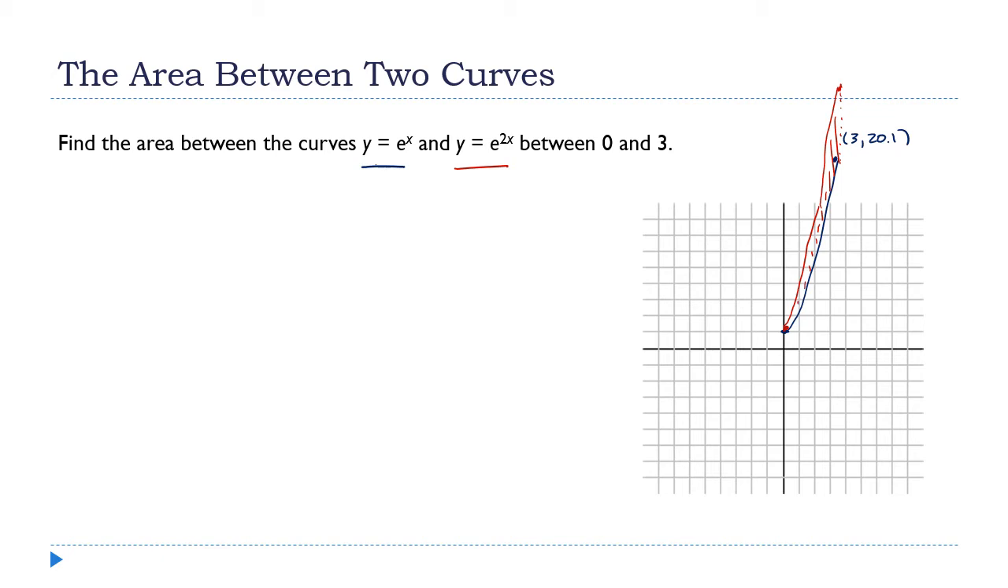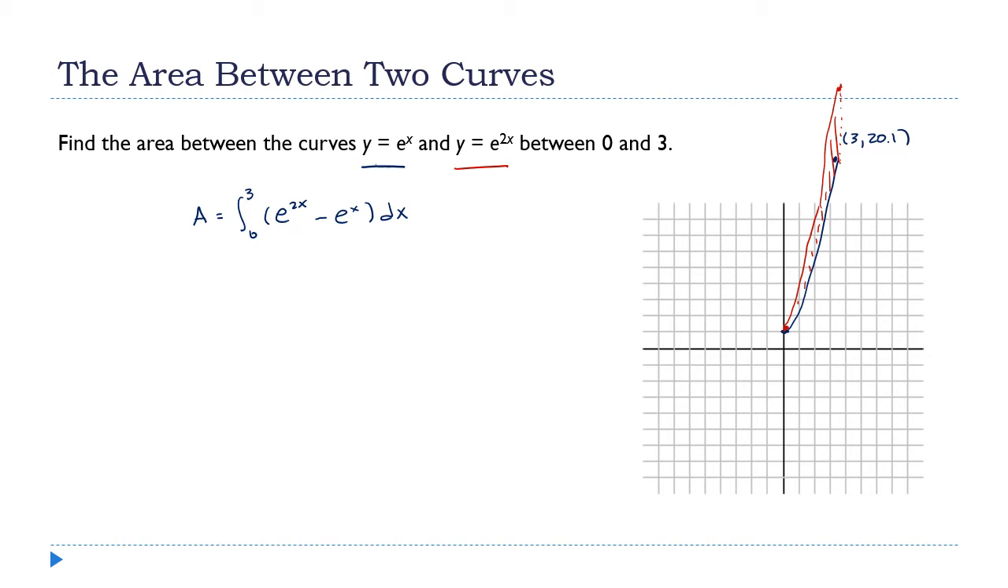So the area between the two curves will be the integral from 0 to 3 of the top function, that's e to the 2x, minus the bottom function, that's e to the x, dx. Okay, now let's see. I can't combine those two. I can't simplify this any further.